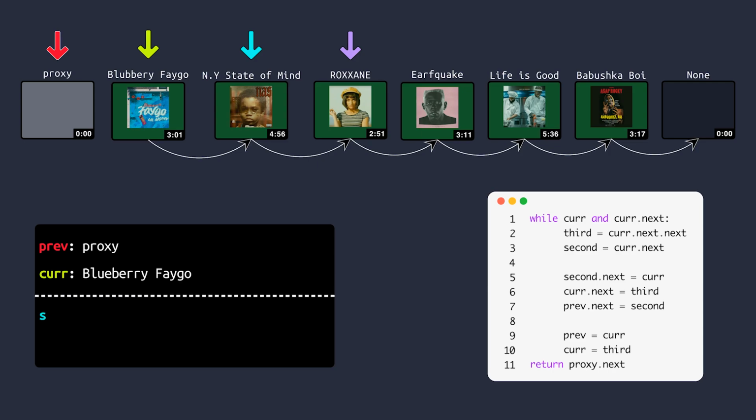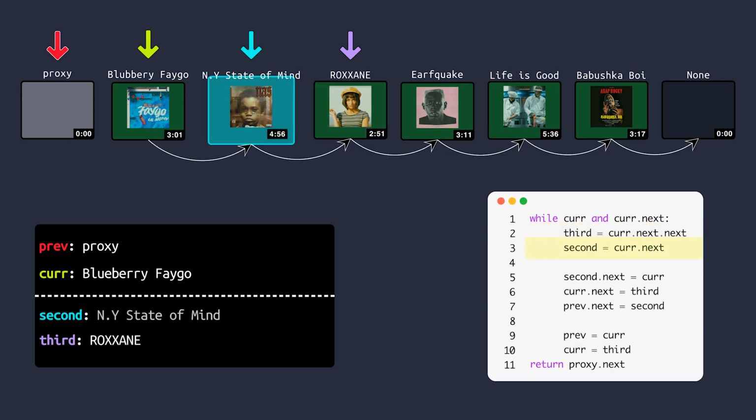Our current song is Blueberry Faygo. I'm also going to need to save the third song, which is equivalent to saying .next, as well as the second song from the playlist.